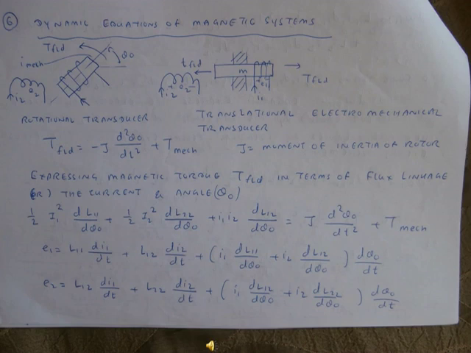E2 equal to A12 dI1 by dt plus A22 dI2 by dt plus, in the brackets, I1 dA12 by d theta 0 plus I2 dA22 by d theta 0, multiply with d theta 0 by dt. So that's the equation we can write for E1 and E2 for the mechanical calculation.